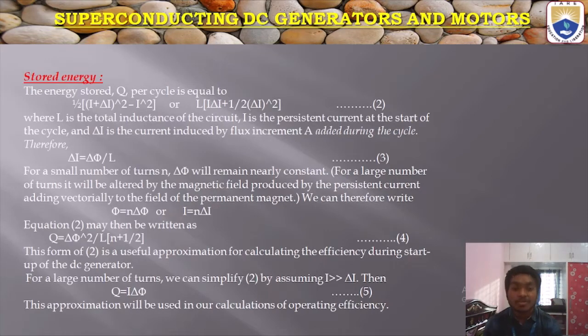The current induced by a flux increment added during the cycle will change continuously. Therefore, delta I equals delta phi by L, where delta phi we already derived. This is the first equation we derived: I equals delta phi by L, where delta phi is the total flux, L is the equivalent inductance, and delta I is the current induced by the flux. For a small number of turns, delta phi will remain nearly constant.